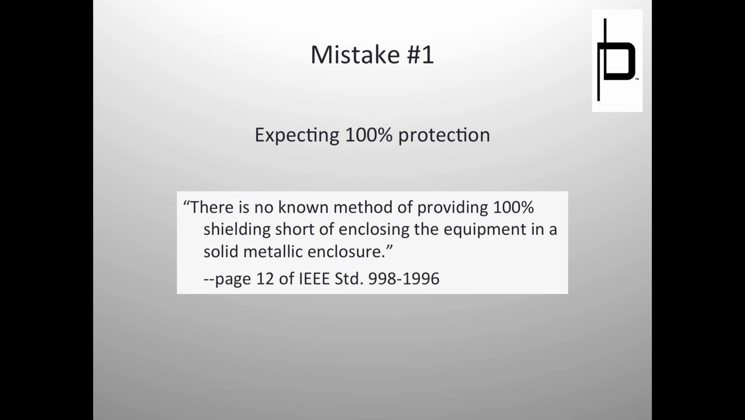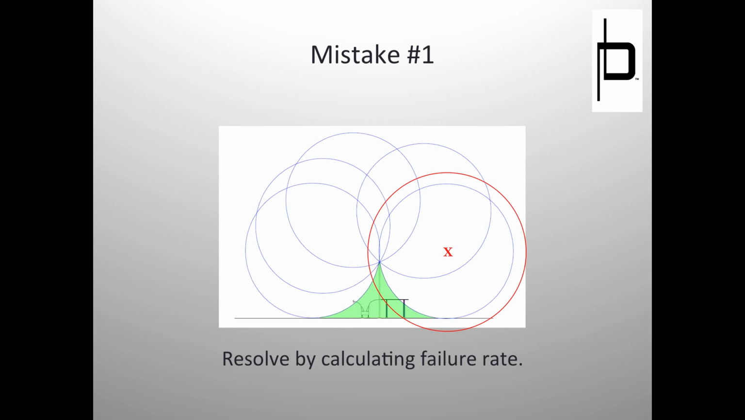So again, short of creating a Faraday cage, you're not going to be able to protect everything. So that is mistake number one. So how do we resolve this? Well, we resolve it by calculating a failure rate. Instead of saying 100% protection, we talk about this failure rate. We can say, well, we can't guarantee 100% protection, but you can expect one failure every 100 years, or one failure every 400 years, or whatever it is, in this area.